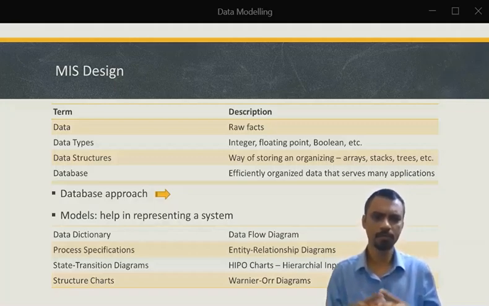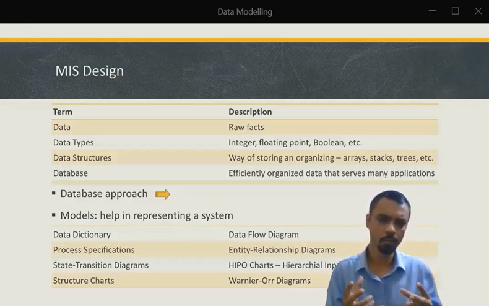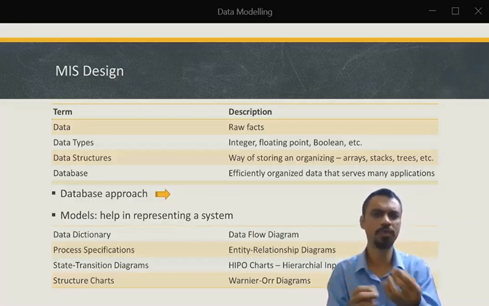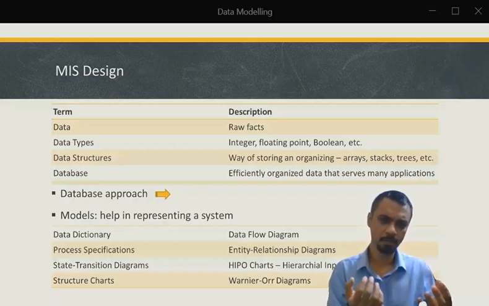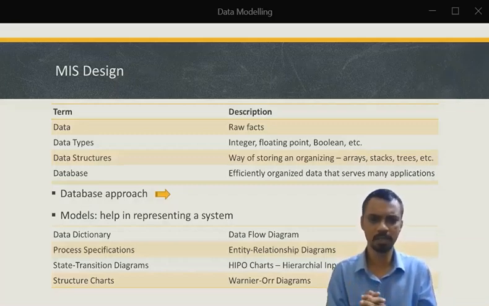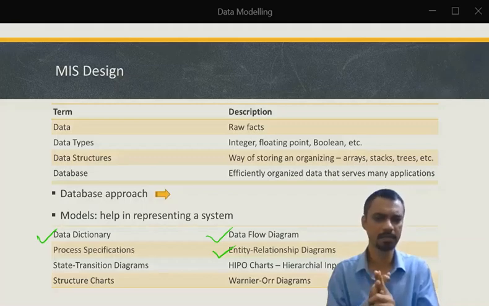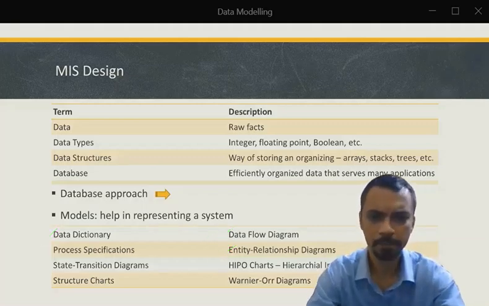If you are an architect, then you may use one or more of these tools. We will not be covering all of them. I am looking at the three which I feel are most elementary and most essential: the data dictionary, the data flow diagram, and the entity relationship diagrams. So these three we will be looking at.